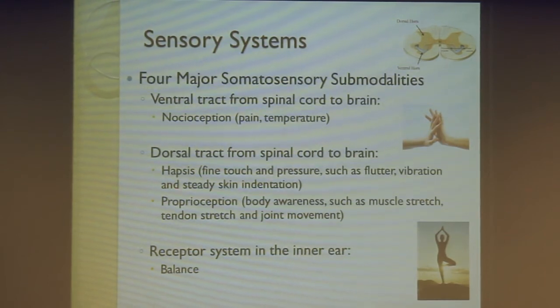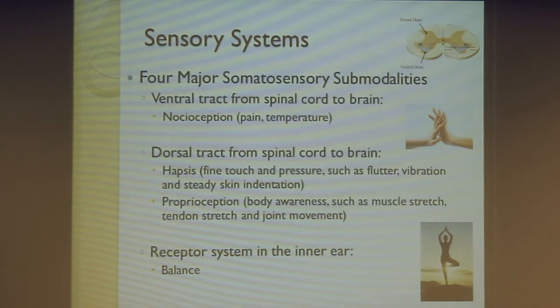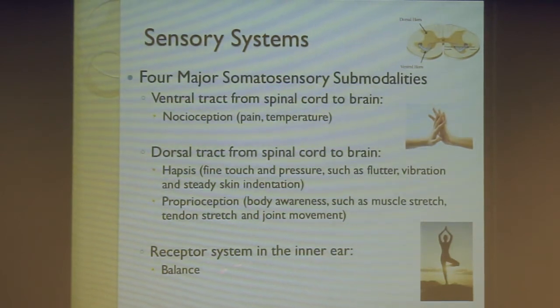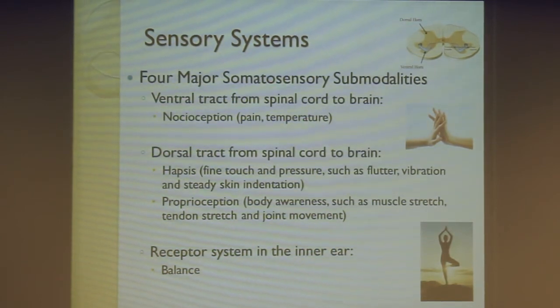The one system is haptics, which is fine touch and pressure, such as if you can feel fluttering, vibration, steady skin indentation. That is how we feel that. And proprioception, which is your body awareness, such as your muscle strength, tendon stretches and joint movements. You know what your body is doing even if your eyes are closed. And that's because of proprioception. And then we're going to speak more about balance, which is the 4th of the 4 major somatosensory submodalities. Okay? And I'm going through this quite quickly, but there's quite a lot to go through.